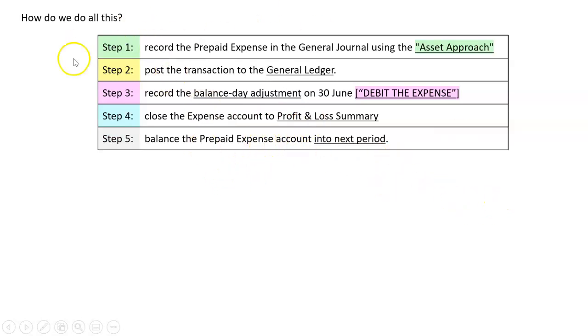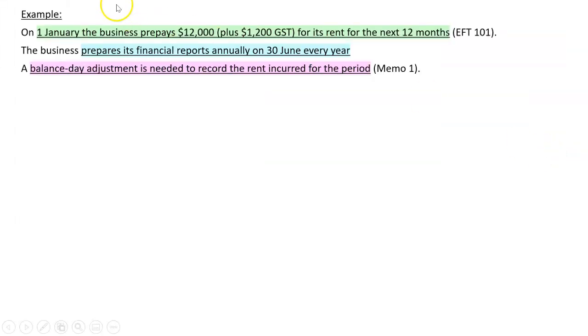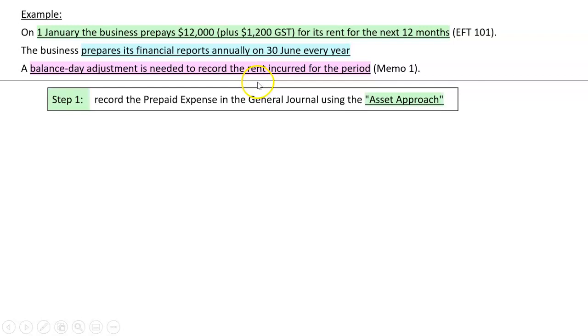Now, on their own, this doesn't mean anything. You're not going to remember this. So let's go and do an example to try and get it to stick. So here's our example. Prepaid on the 1st of January. Balance day on the 30th of June, so we need a balance day adjustment. Step 1, record the prepaid expense using the asset approach.